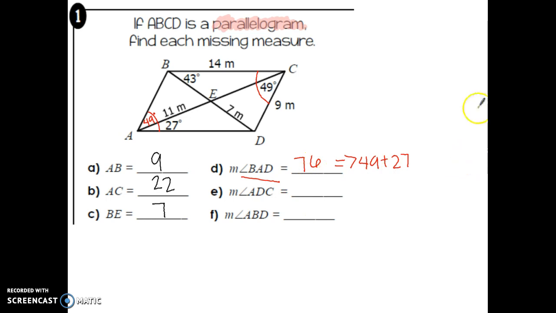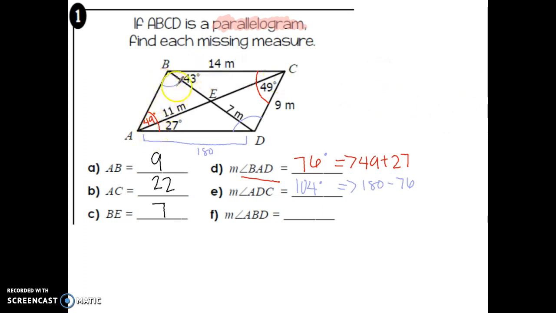Our next angle is ADC, so we are looking for this entire angle. There are quite a few ways we could have done this one. However, I'm going to do the easiest way for me, which is knowing that these are supplementary. They're supposed to equal 180, and we already found out that this is 76 degrees. So I'm going to subtract those 76 degrees. What is left over, which is 104, is what this angle measures. And then last we have ABD. That is only half of that angle.